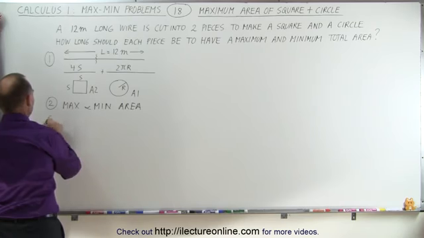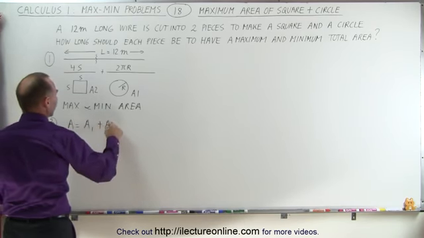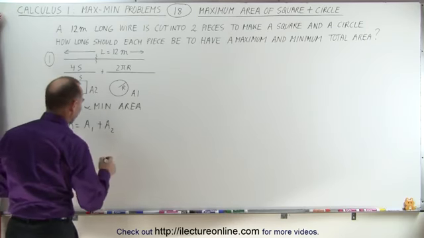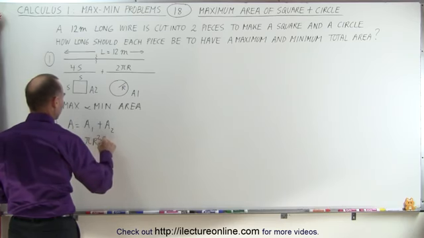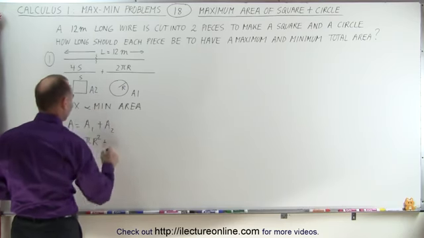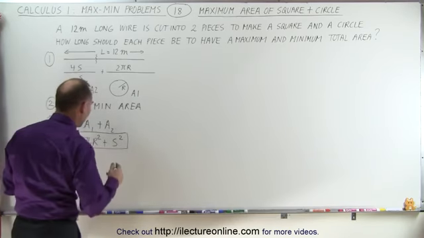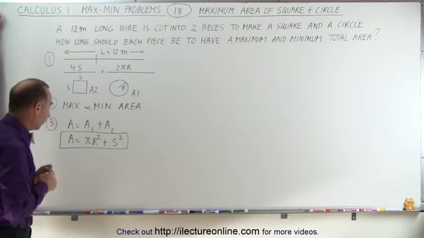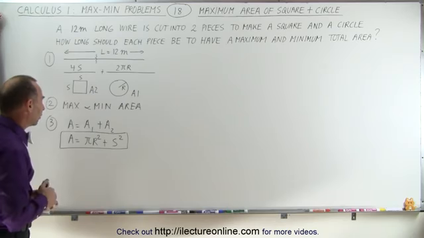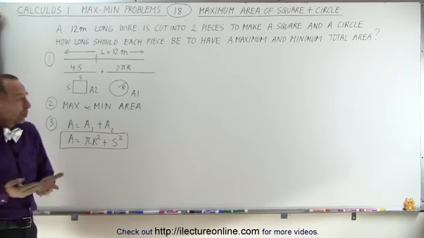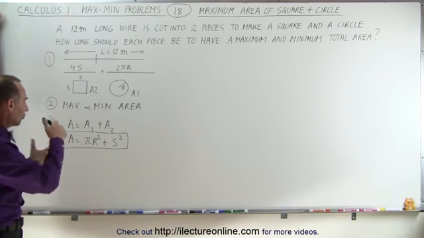So we need an equation. And we know then that the area is going to be the sum of the area of the circle plus the area of the square. Now the area of the circle is going to be equal to pi r squared, and the area of the square is going to be s squared. Now notice we have an equation that we can find the maximum or minimum area for, but notice we have dependency on both the radius of the circle and the side of the square. So the next step is we're going to need a constraint to be able to relate the radius of the circle to the side of the square.